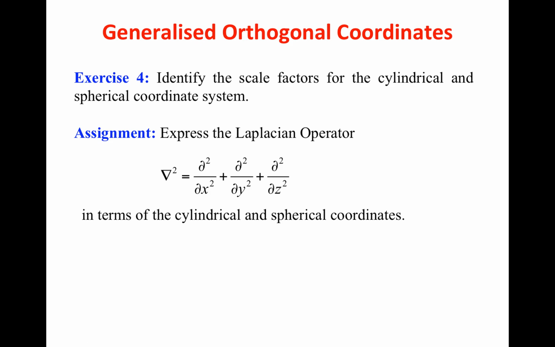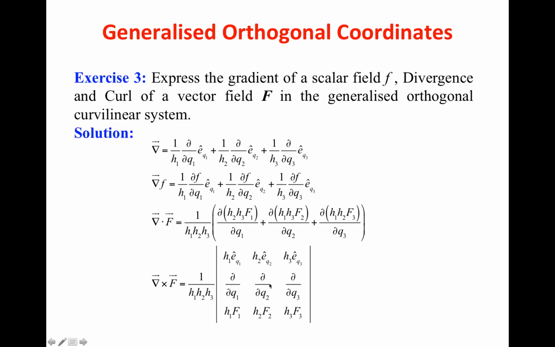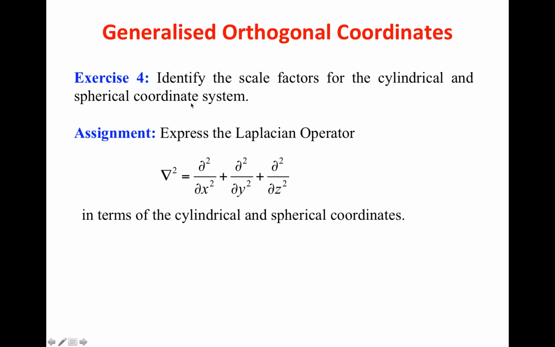So, try to identify what the scale factors are for the cylindrical and the spherical polar coordinate systems, because cylindrical and spherical polar coordinate systems are in fact two very specialized forms of my curvilinear orthogonal systems. Just try to identify what h1, h2, h3 are for the cylindrical and the spherical polar coordinates which we have derived earlier.